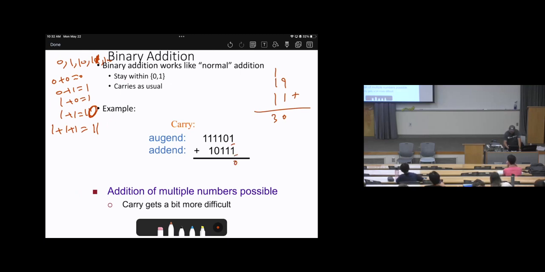So 0, carry 1. 1 plus 0, 1. Plus 1, 10. 0, carry 1. 1 plus 1, 10. Plus 1, 11. 1, carry 1. Right? 1 plus 1, 10. Plus 0, 10. So 0, carry 1. 1 plus 1, 10. Plus 1, 11. 1, carry 1. 1 plus 1, 10. Like this. Okay?